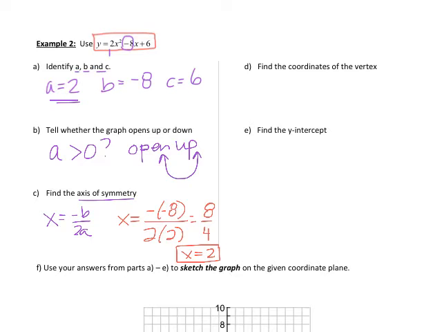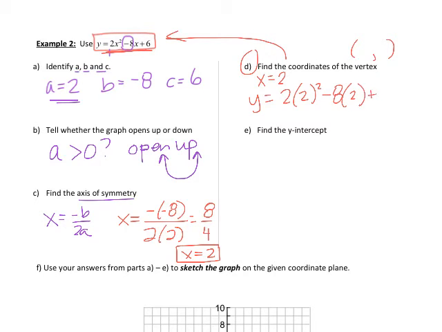And part D is asking us to find the coordinates of the vertex. So now that we know x equals 2 for the vertex itself, we can just plug that back into the entire function. So we're going to plug x equals 2 in, and here we go. So we're going to try to find our y value, because the coordinates of the vertex are going to be an x and a y value. We're going to actually have an ordered pair. So 2 times 2 squared, all right, we're plugging it back into our original function that we were given, minus 8 times 2 plus 6.